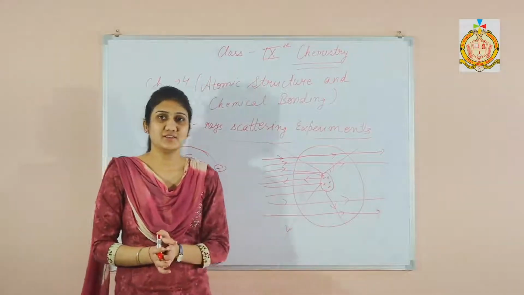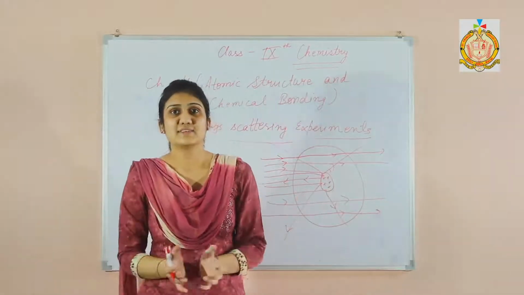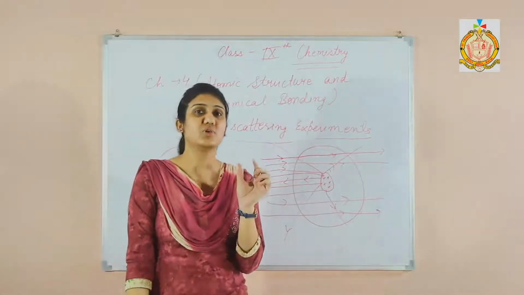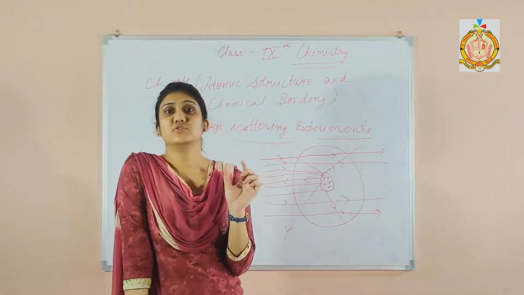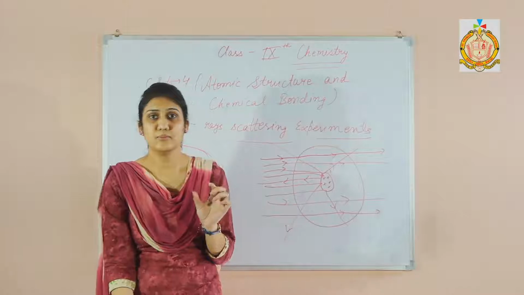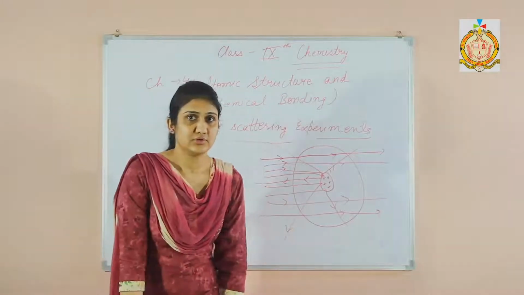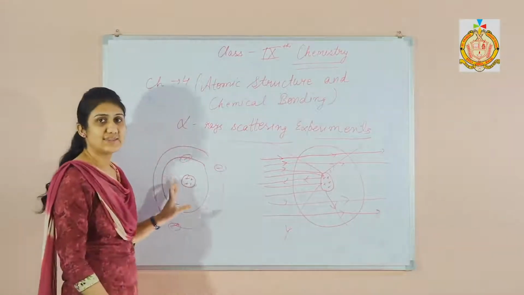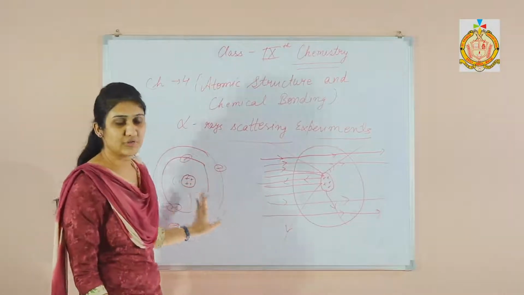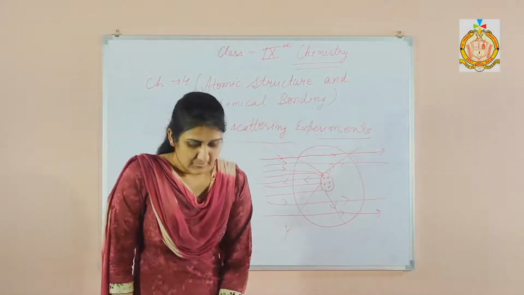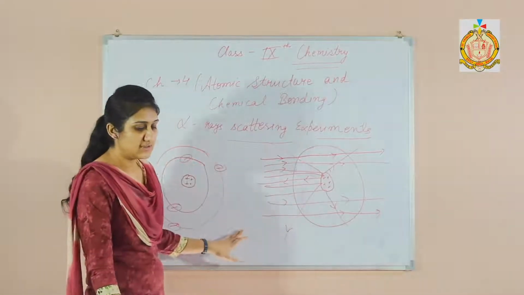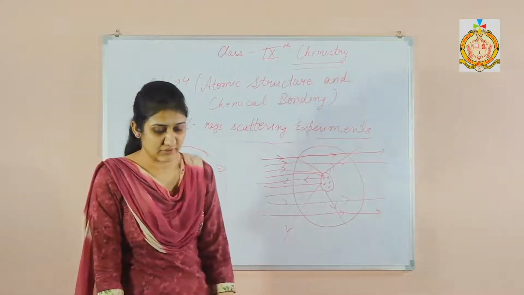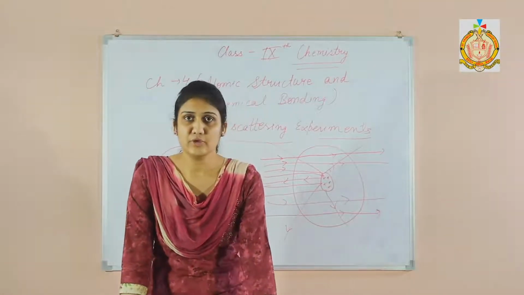Suppose you consider a cricket stadium as the atom, then the size of the nucleus would be very small. The size of the nucleus would be comparable to the ball of the cricket, right? So the size of the nucleus is very small according to Rutherford's model, and the atom as a whole is neutral. So these were the main points of Rutherford's atomic model.